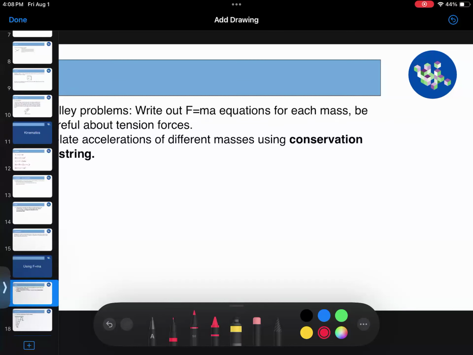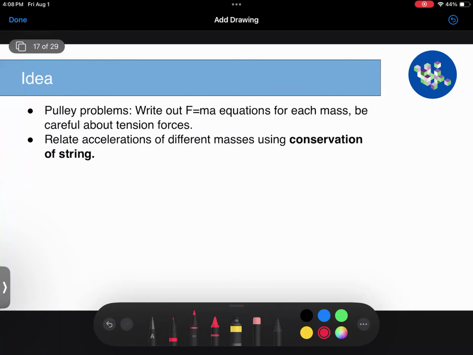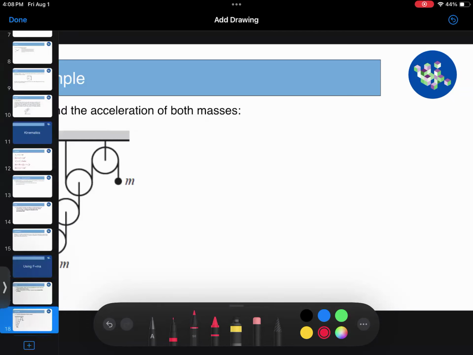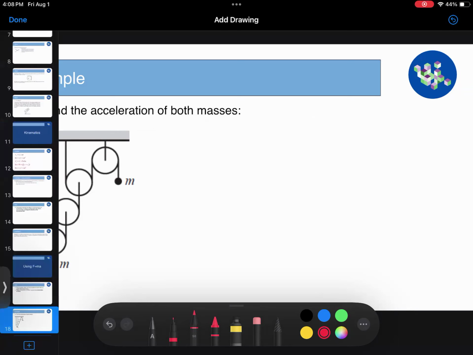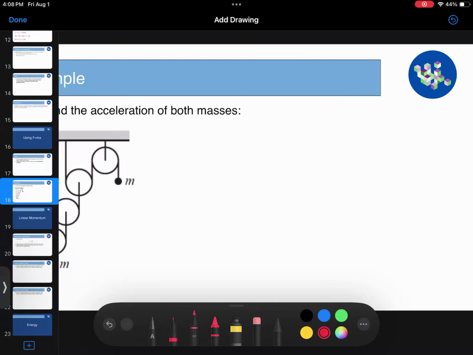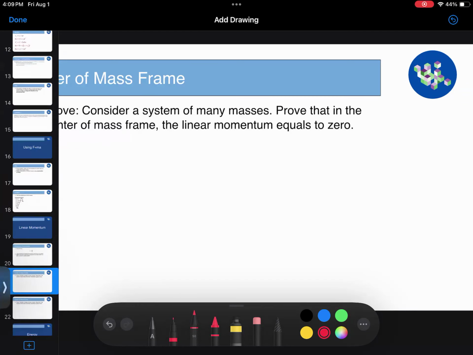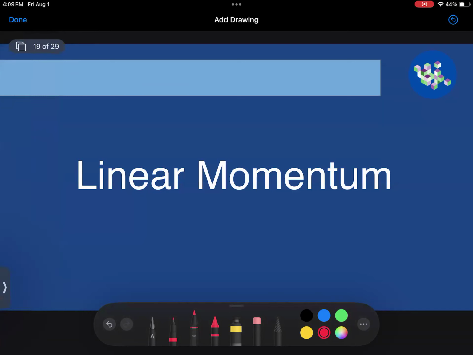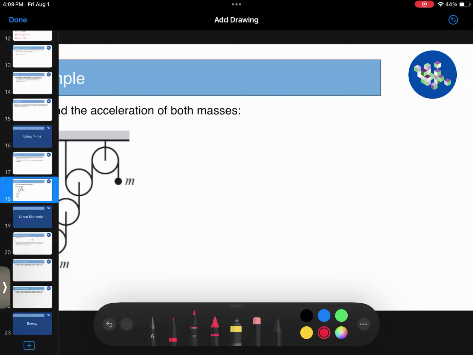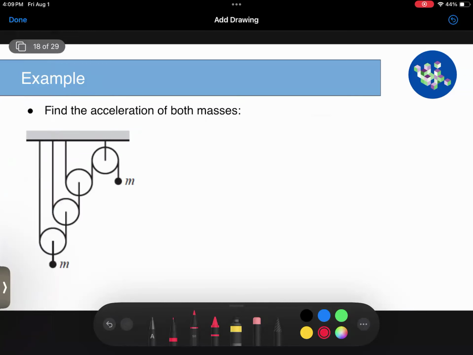All right, here's the idea. For pulley problems, write out F equals ma equations for each mass. Be careful about tension forces. Relate accelerations of different masses using conservation of string. Here's a problem over here. I don't know if we have enough time to do it, but let's see. How about before we do that problem, I'll talk you guys through linear momentum and energy, and if we still have time left over, we can talk about this pulley problem over here. It should be pretty standard.